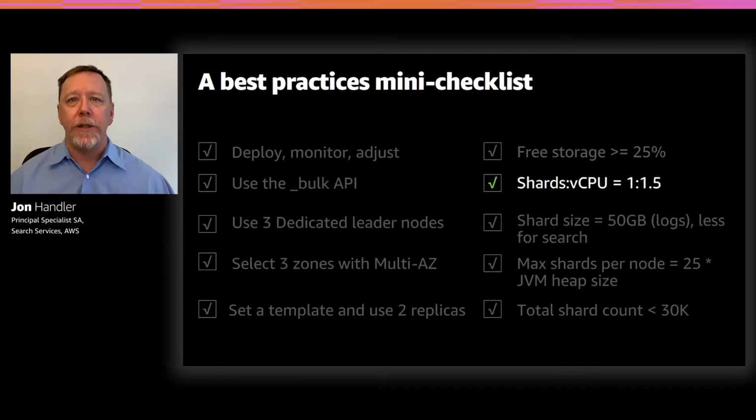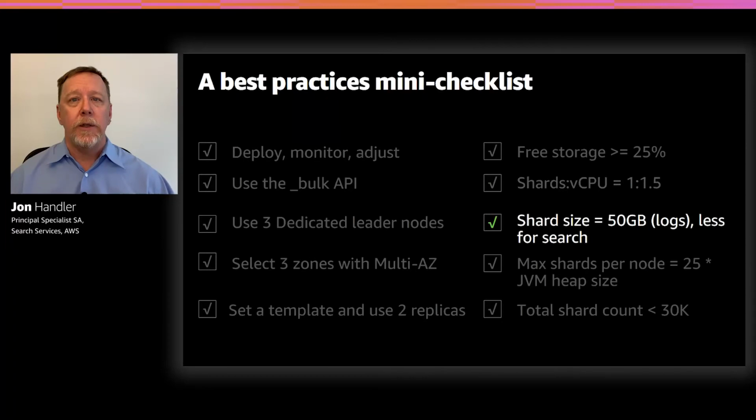We mentioned the shard to CPU ratio. You want to make sure that you have enough compute capacity to handle the workload. You do that by setting your shard to vCPU ratio initially at 1 shard per 1.5 vCPUs. And again, this is active shards. You're going to have passive data in your longer tail logs that is not considered active, and you don't need to include it in this ratio.